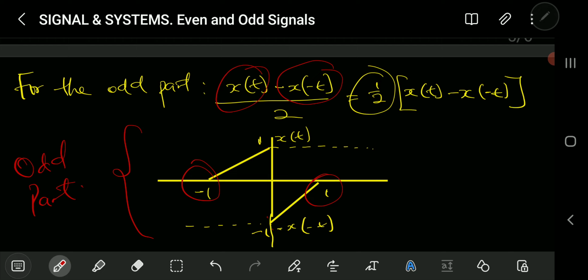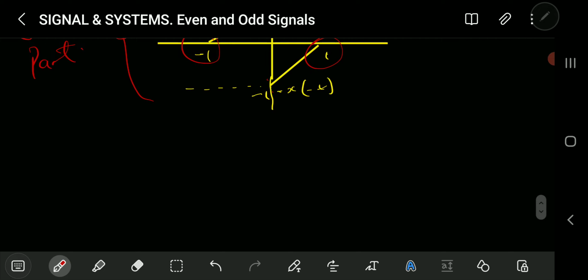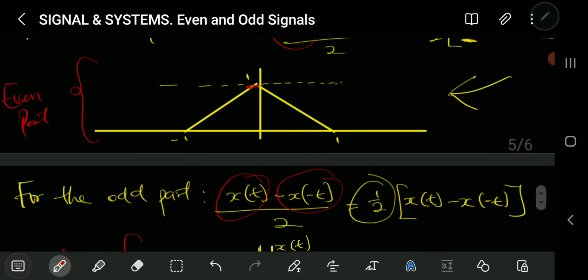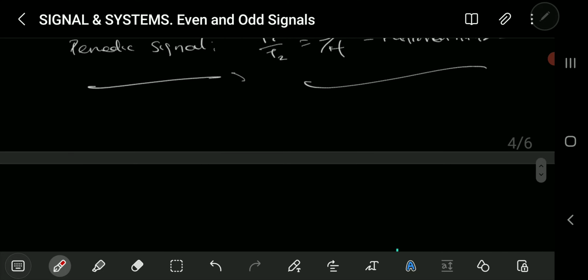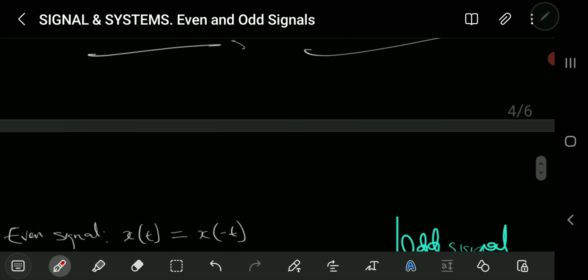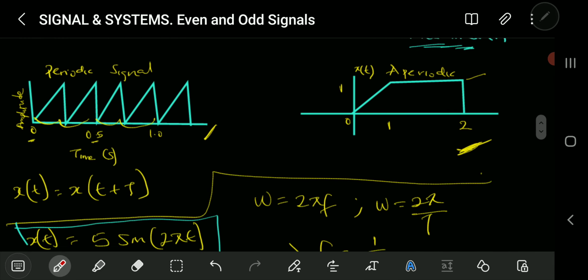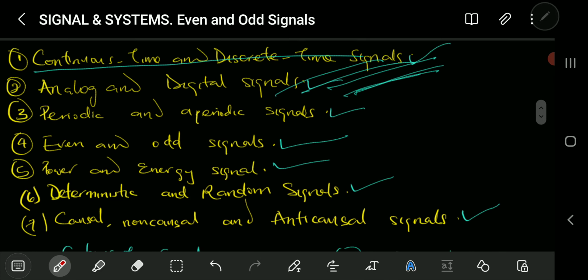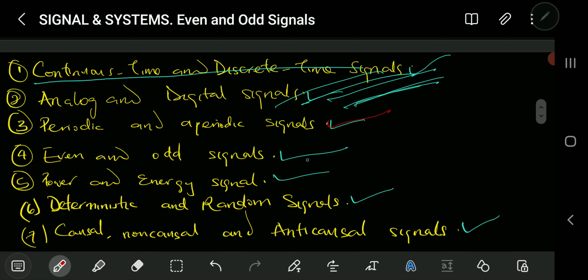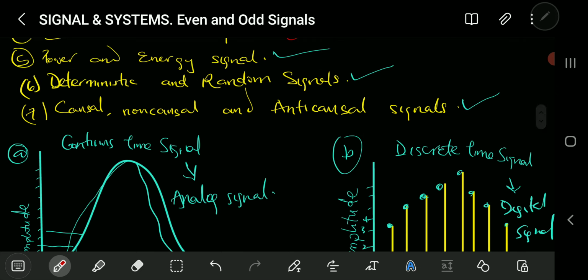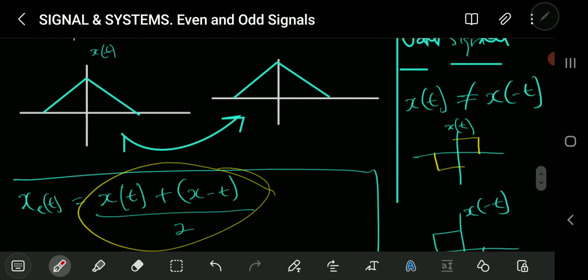All right. So I hope you find value in this. That is all I want to cover under even and odd signal. So in the next part of this, we are going to be looking at the next one. We've looked at periodic and aperiodic. We've looked at even and odd. So the next one we're going to be looking at power and energy signal.